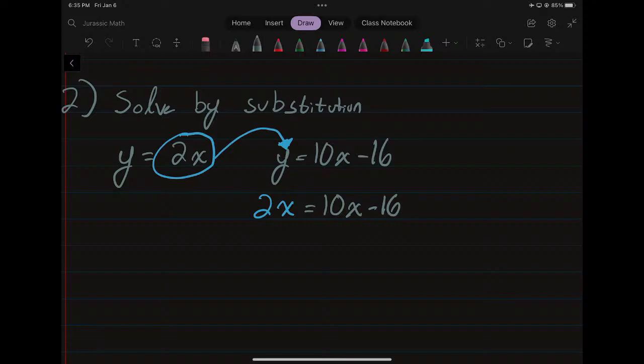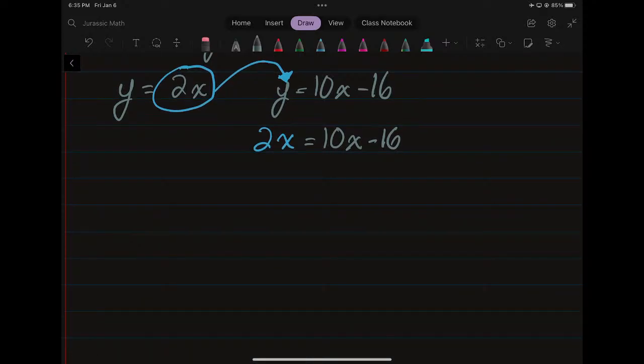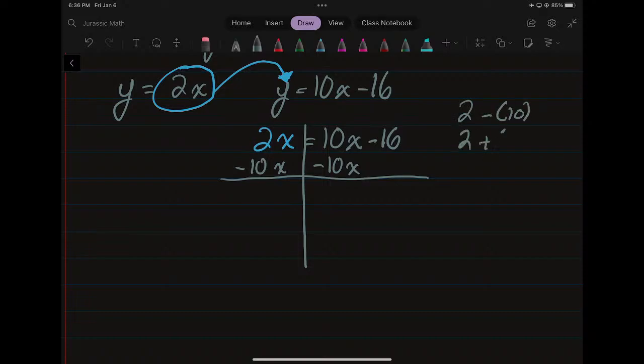I can solve it when there's just 1 variable, but now I need to get them all on the left side. So we have 2x on the left, 10x on the right. House method, we want to get the variables on the same side. It's going to be easier just to move this 10x to the other side. And now we have 2x minus 10x. Keep, change, flip. They are different signs, so we subtract. 10 minus 2 is 8. The 10 is bigger, so it's going to be negative 8x equals negative 16.